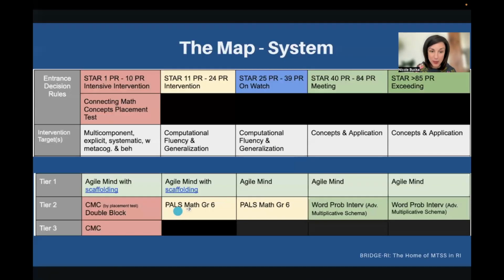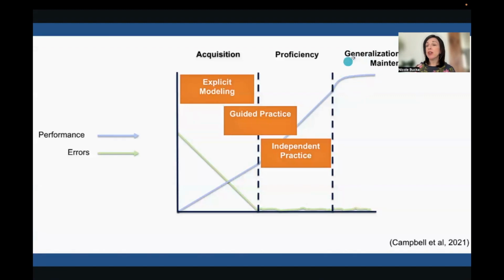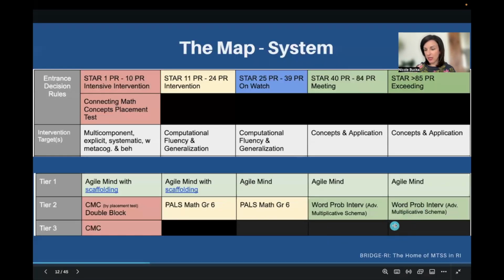And you can see on our map, that's what PALS does. PALS puts two peers together. They guide practice for each other, and then the end of the routine is independent practice, and it has a cumulative review throughout. All of these are curriculum agnostic, meaning these interventions, like everything else on Bridge, are pedagogy. They are routines of instruction. So you can do them with Agile Mind. They're great and complementary. And then finally, we've got the high level kids. They're looking for more generalization and maintenance or higher level skills. And you can see here, we've got them in word problems.